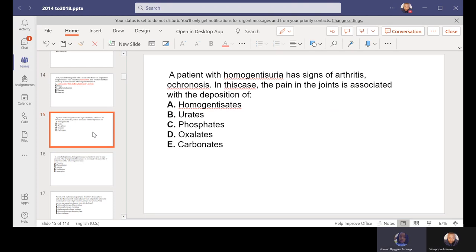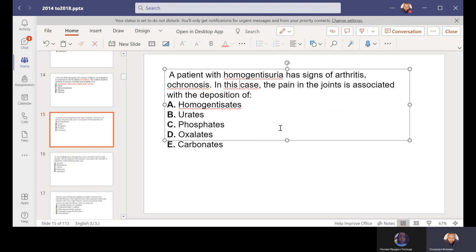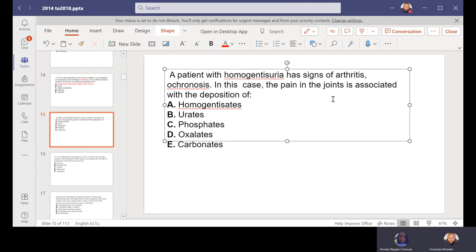A patient with homogentisuria has signs of arthritis or ochronosis. In this case, the pain in the joint is associated with the deposition of... All right, so this question is talking about what? Homogentisuria, right? Signs of arthritis, ochronosis. The answer is in the question, right?